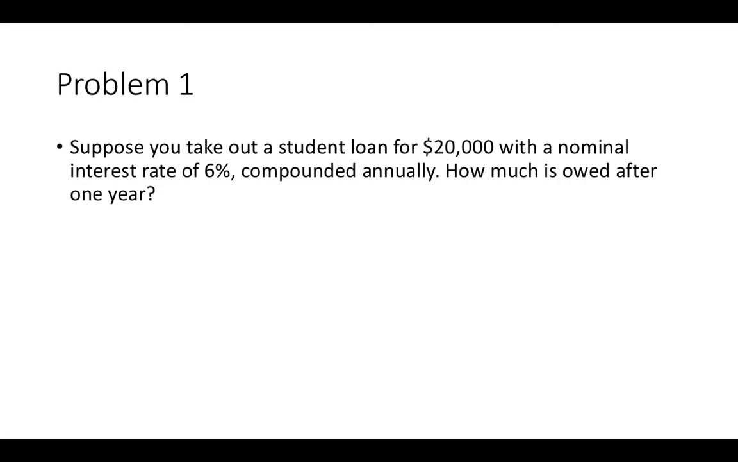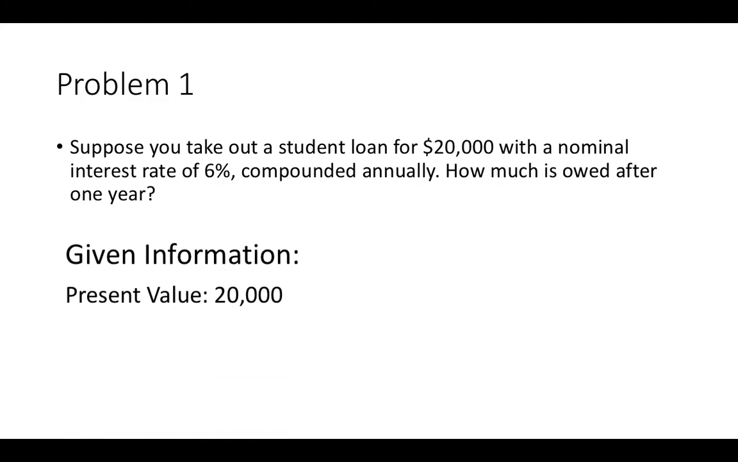So let's look at the first problem. Suppose you want to take out a student loan for $20,000 with a nominal interest rate of 6% compounded annually. How much is owed after 1 year? So this problem gives us a lot of information, and let's parse all of it out. So the present value is given as 20,000. The interest rate is 6%, which translates to 0.06.